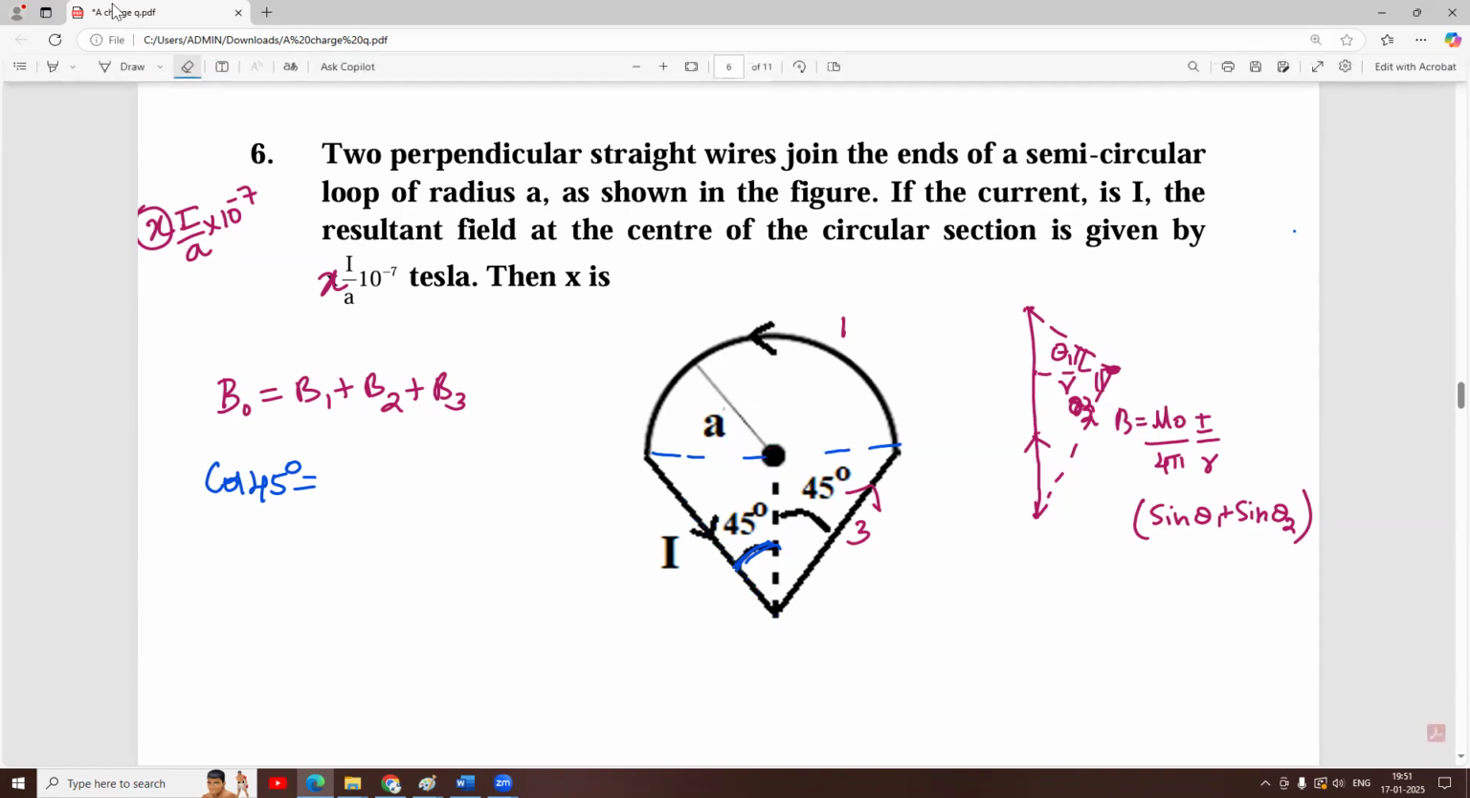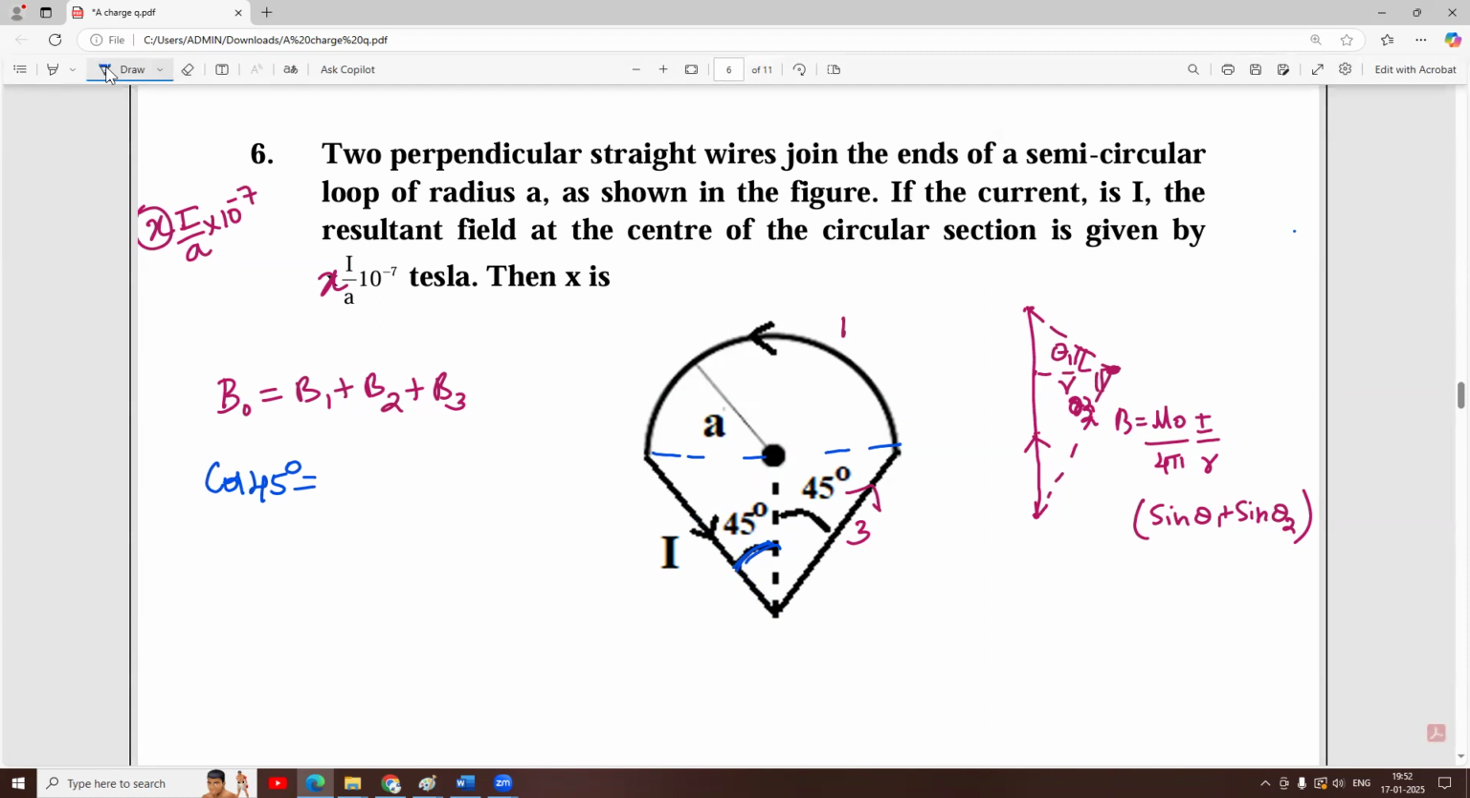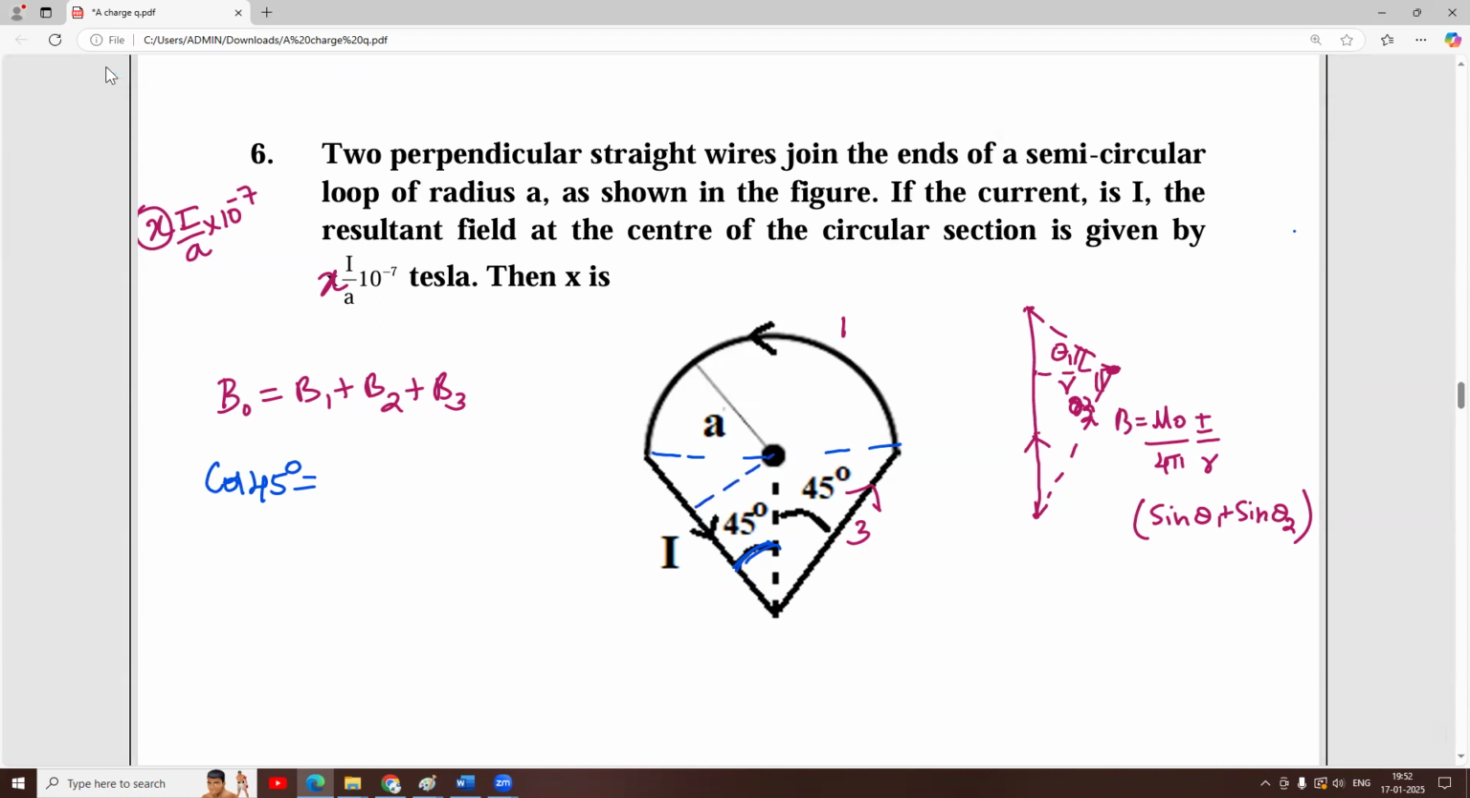I'll drop a perpendicular from here. This is 45, this is also 45. This is A, and I'll take this as R because I want this perpendicular distance. If this is R, then cos 45 is equal to adjacent side by hypotenuse, R by A. So R is equal to A cos 45, which is nothing but A by root 2.